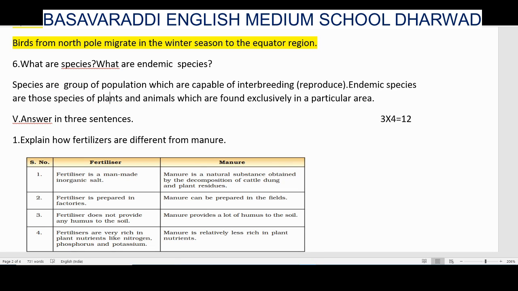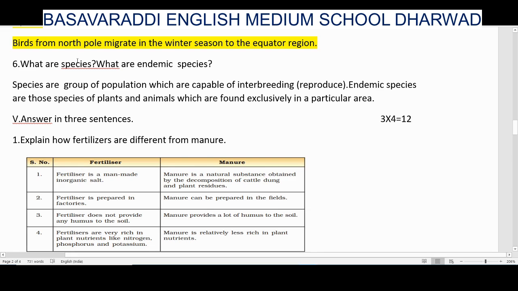Okay. So species are a group of populations which are capable of interbreeding. That means species are what? These are groups of populations which are capable of interbreeding. That means they are able to reproduce their own young ones.